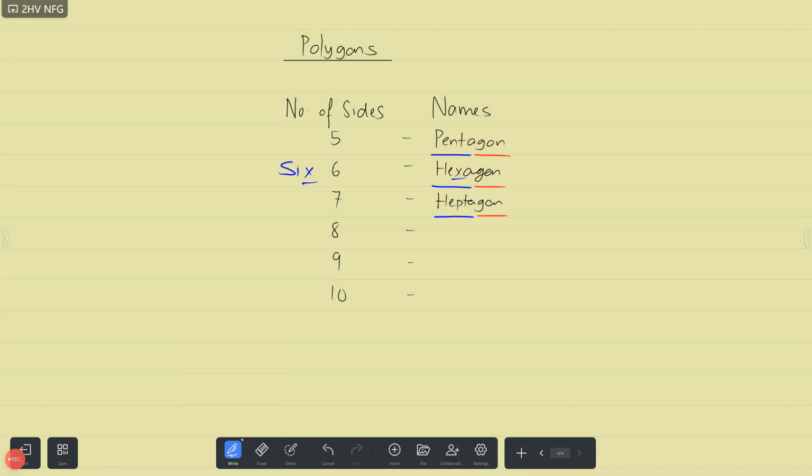Let's go to number 8. Number 8 is an octagon. You can recall an 8-sided animal: the animal with 8 tentacles is your octopus, so it comes with octa here. 9 is your nonagon, and lastly 10 is your decagon.